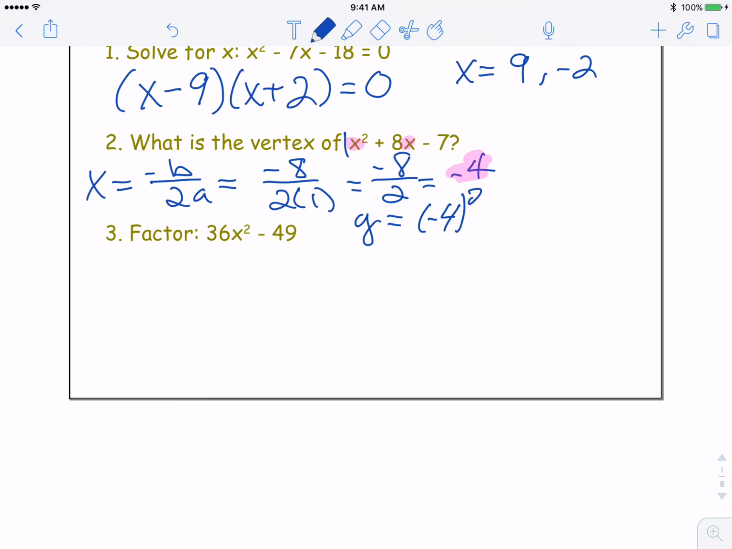So I have negative 4 squared plus 8 times negative 4 minus 7. Then after doing this, you should get negative 23. So your point is negative 4 comma negative 23.